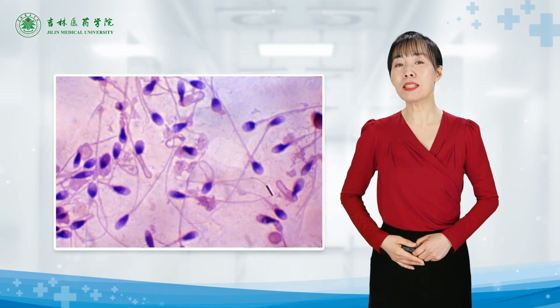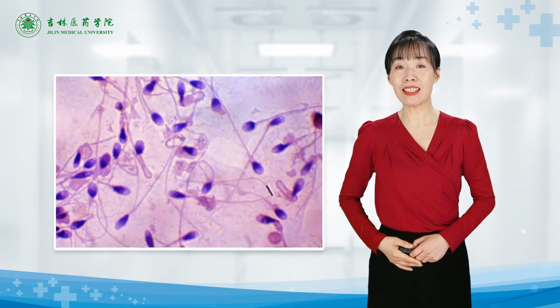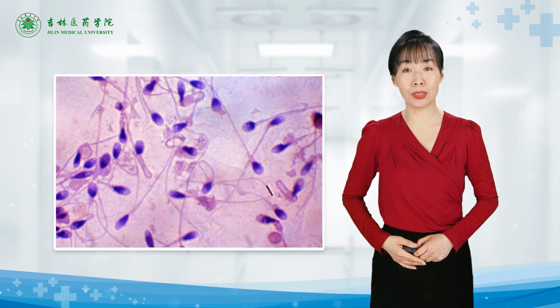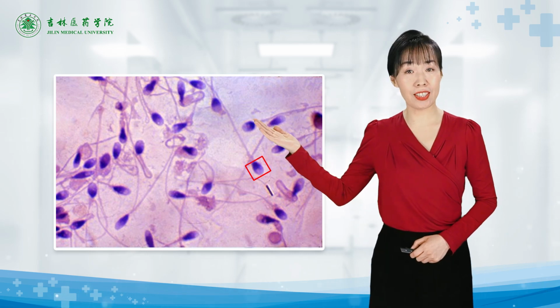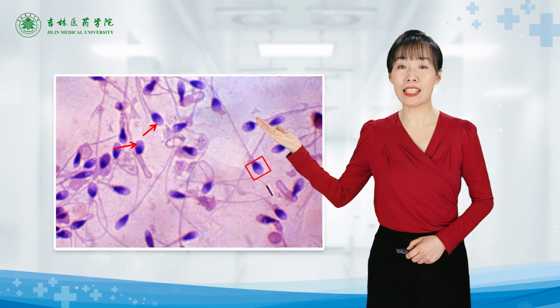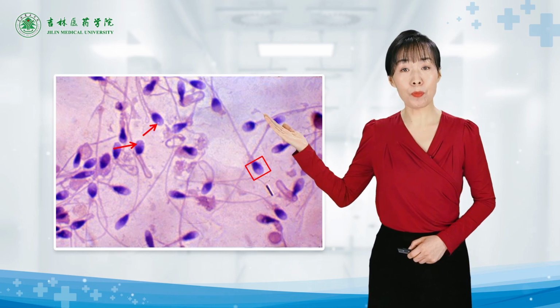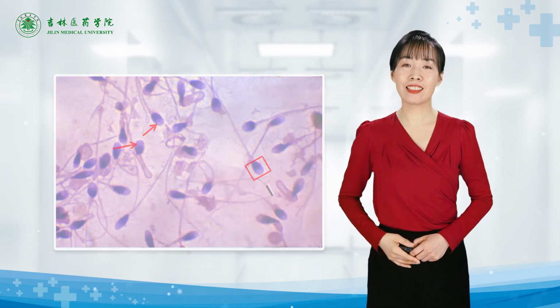This is the sperm smear. You can see the head of the spermatozoon. The square shows it. The arrow indicates the acrosome, pale stained.